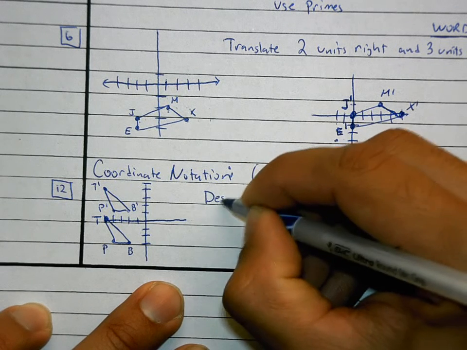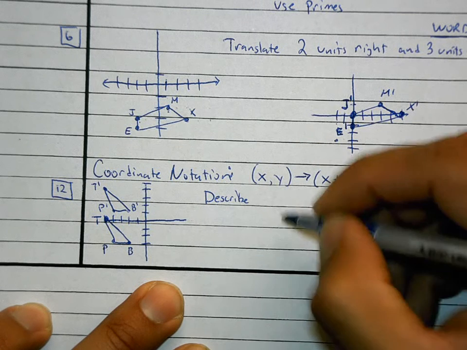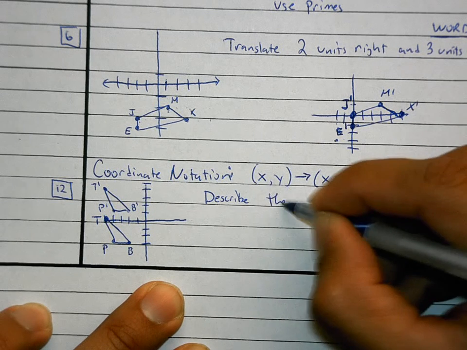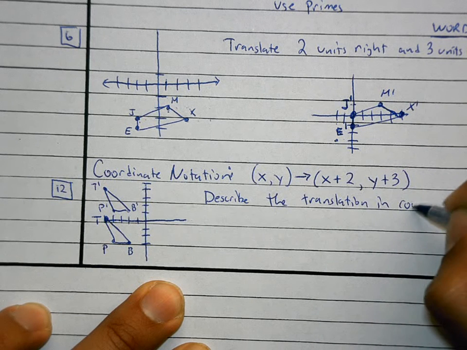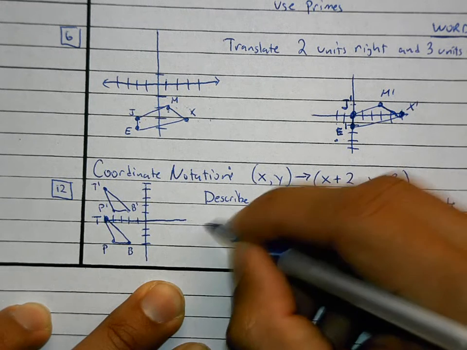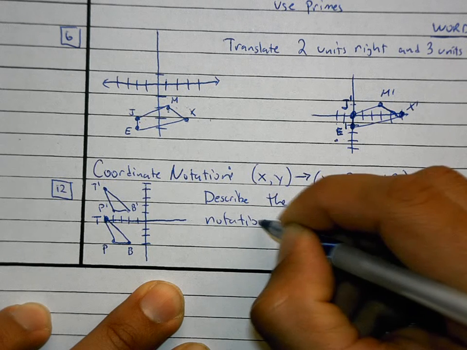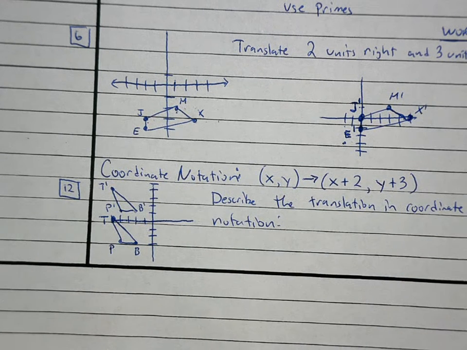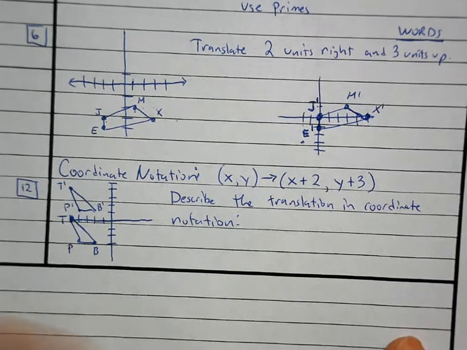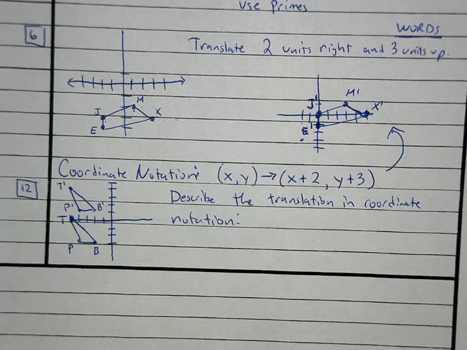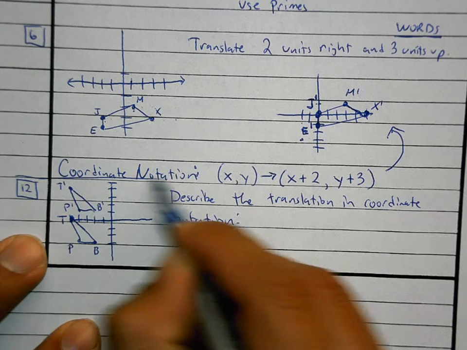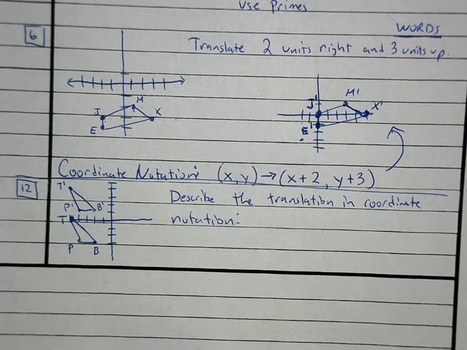Describe the translation in coordinate notation. That's what the directions are going to say. Describe the translation in coordinate notation.